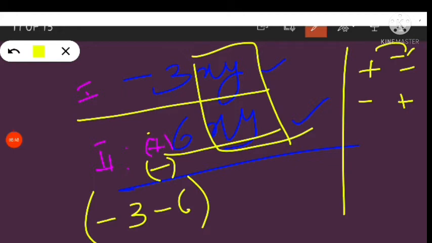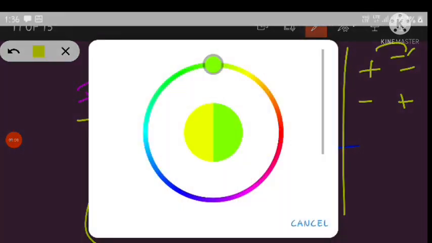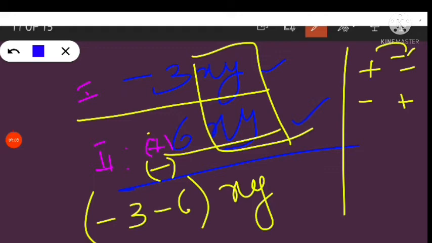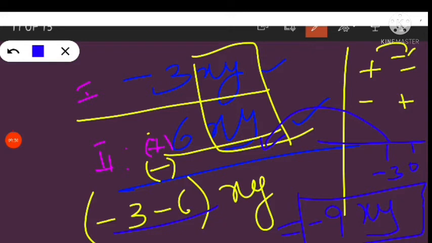What are the remaining variables with powers? You can write them as they are. Now you can simplify this: minus 3 minus 6. I think we'll do this on a number line. We know the minus side is on the negative side of the number line, so we need to add minus 3 to minus 6. That will give you minus 9 to the left side. So minus 3 minus 6 is nothing but minus 9, and xy we write as it is. So this is the final required answer for the given expression.